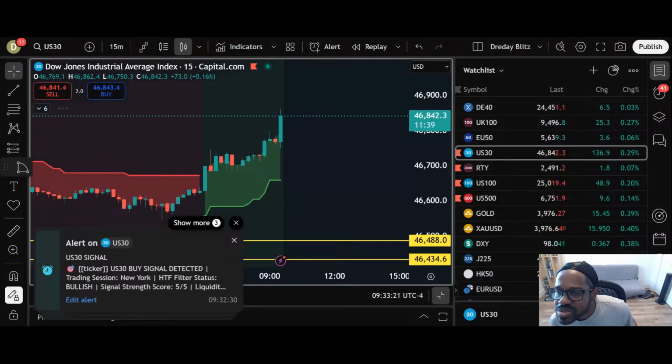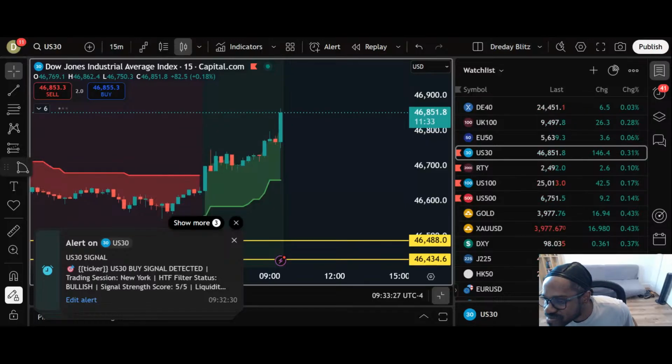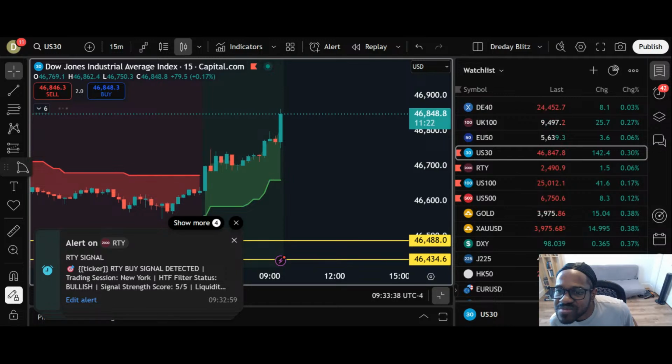So Russell is a buy also. Buy RTY at price 2,492.8 on 15 AM time frame at time 9 hours and 33 minutes.